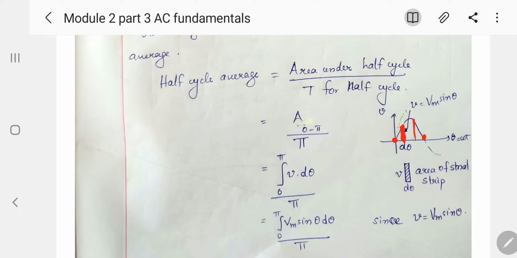For example, let us consider here a small rectangle. What is the length of this rectangle? You can see the length of the rectangle will be changing at every instant of time. The value will be changing, isn't it? So we are going to consider the length as the instantaneous value of the voltage, that means v is equal to Vm sin theta. Okay, and we are going to find the area. So length is the instantaneous value of voltage, so we are writing it as small letter v. And the breadth we are considering as small d theta, a small angle theta. So v into d theta becomes the area of the strip.